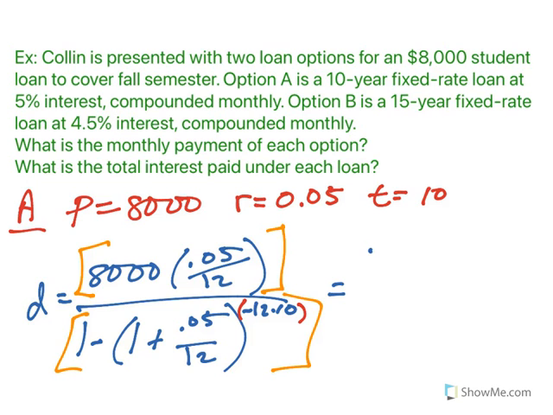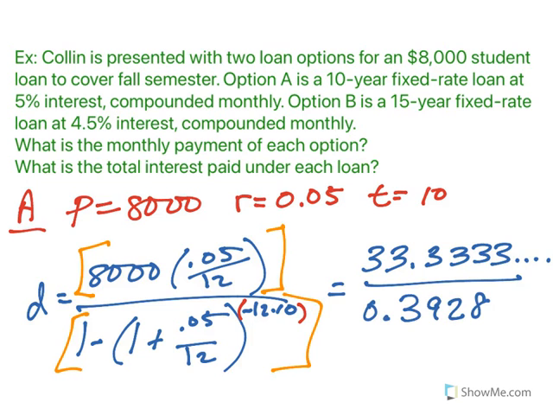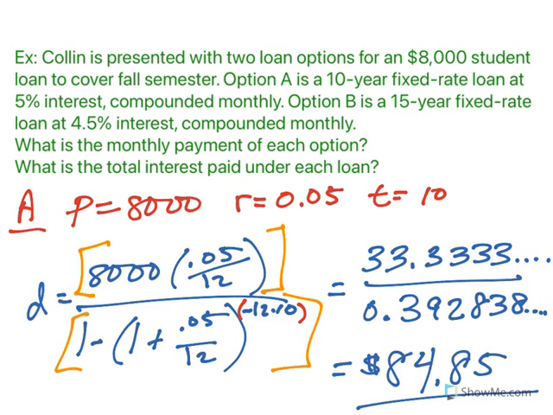You will end up with approximately 33.33333 repeating in the numerator and 0.3928. I think it's a 38. My handwriting is a little bad. These repeat. Now, we want to avoid rounding as much as possible. But if you need to, you just carry it out as many places as you can and round appropriately. So if we divide this, we then end up with a monthly payment of $84.85. So again, that is the monthly payment for loan A. Great. Let's go to B.